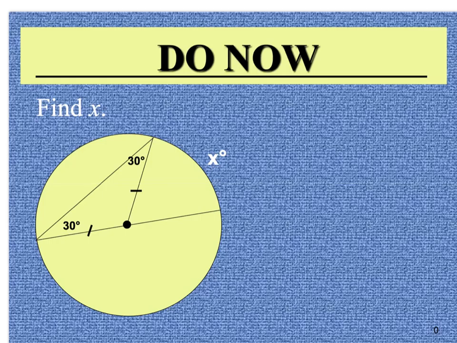So using what I know about triangles, the sum of three angles is equal to 180. I know two angles, which have a sum of 60 degrees. If I subtract that from 180, I get 120.